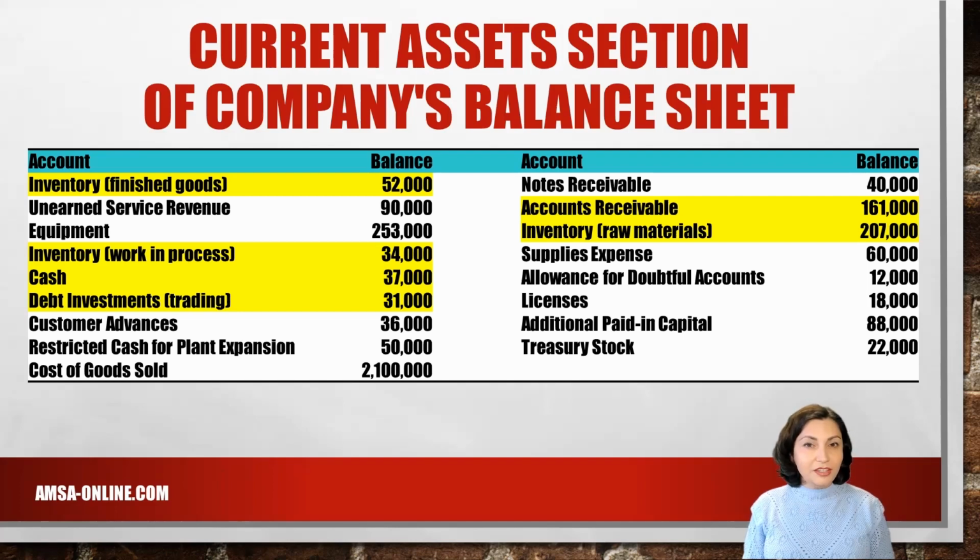The next account is inventory raw materials with a balance of $207,000. It is a current asset account and will be included in the current assets section, like other inventory accounts. Supplies expense will not be included as it is an expense account. Allowance for doubtful accounts is a contra asset account of accounts receivable. The balance in the allowance account will be subtracted from the accounts receivable balance.